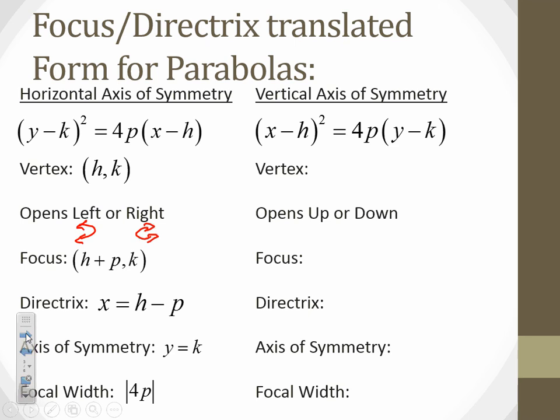Now over here, if we have a vertical axis of symmetry, it's going to look like this: x minus h squared equals 4p times the quantity y minus k. The vertex again is going to be h, k, but if you notice, here's my k on this one, and on that one my k is here. So my h's and k's switch when we look at these. It's very important to notice that. Now this one's going to either open up or down.